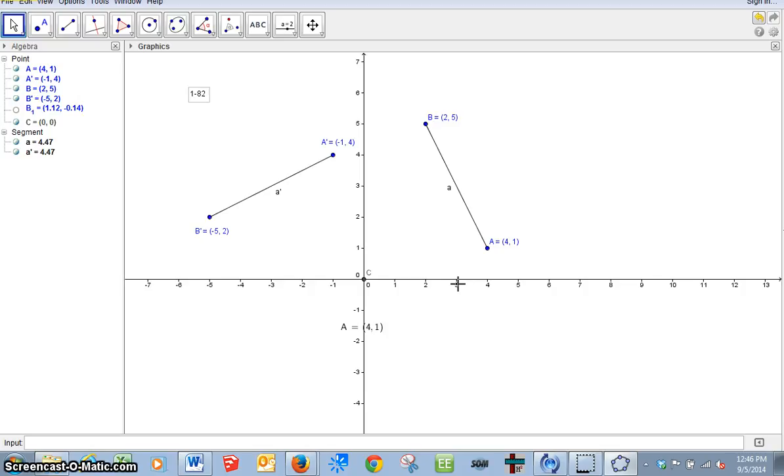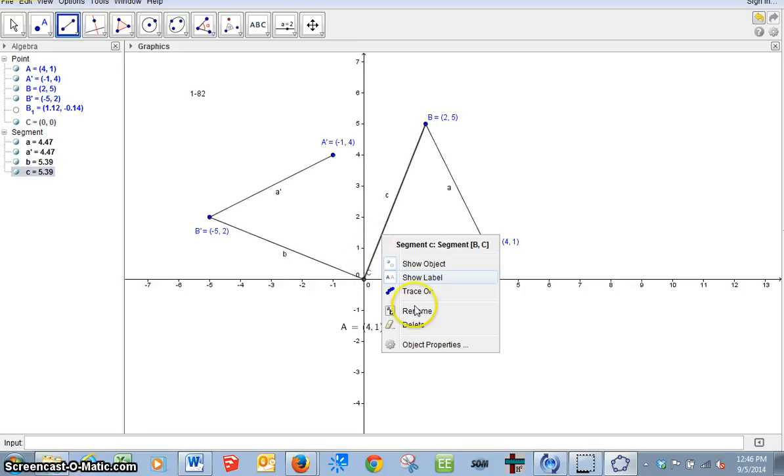We're then asked to compare the lengths of and angles formed by the line segments that connect points A, B, A prime, and B prime to the point of rotation at 0, 0. So let's first add those segments. There's B prime to 0, 0. There's B to 0, 0.